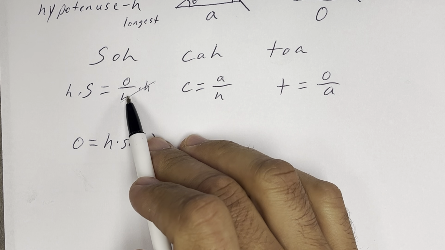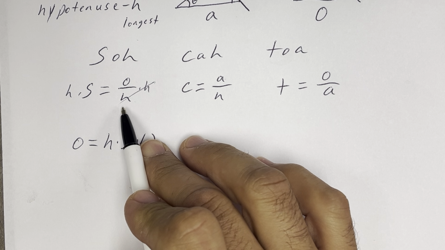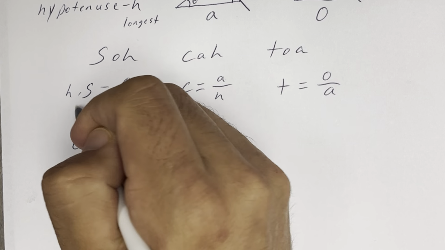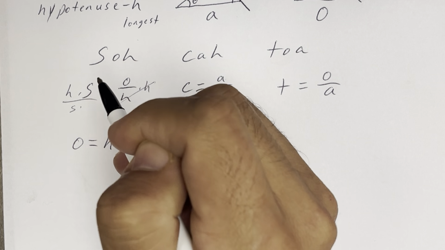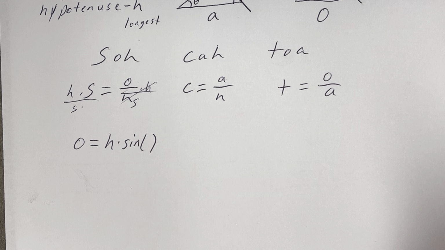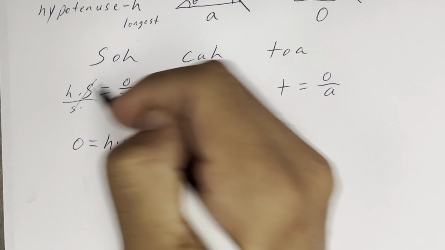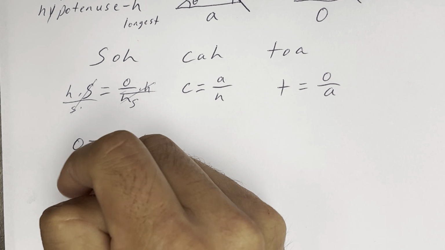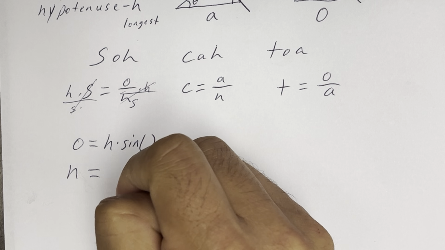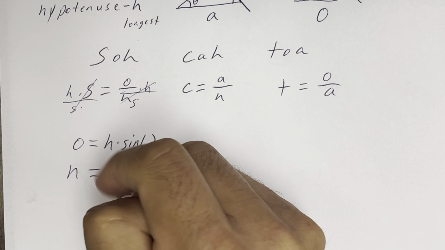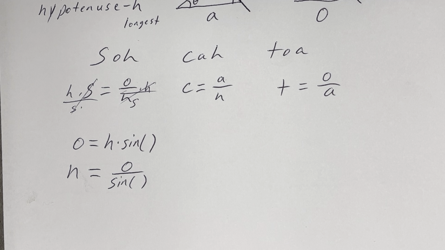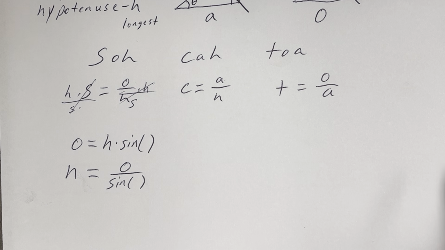Well, what if I want, instead of the opposite, what if I want the hypotenuse? Well, I would bring the hypotenuse over here, just doing algebra, and then divide by the sine. And divide this side by the sine. Again, just algebra stuff. But that gives me a different equation where I would have the hypotenuse equals the opposite divided by the sine of the angle. Right? So there's two equations I need.